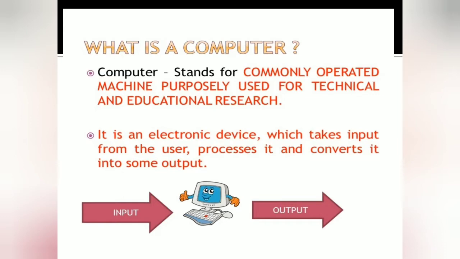So, a computer stands for commonly operated machine purposely used for technical and educational research. We can also say it is an electronic device which takes some input, processes it and then gives us some meaningful information, and that meaningful information is known as output. So it is a machine which takes input and gives us some output.